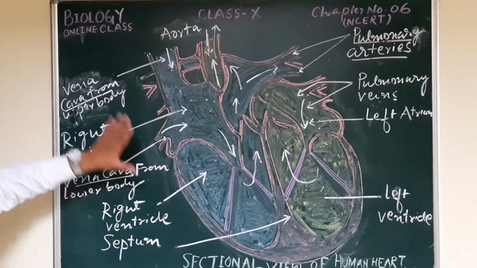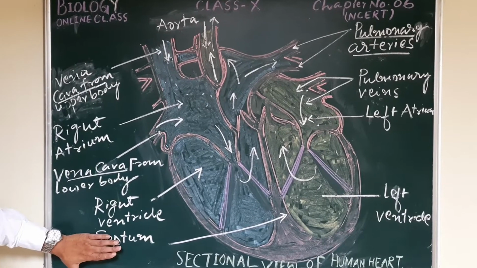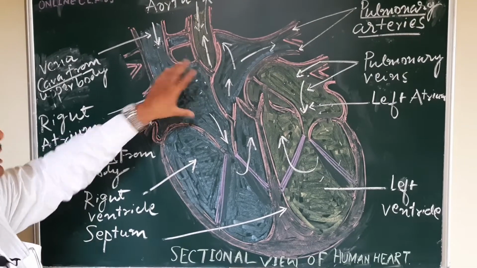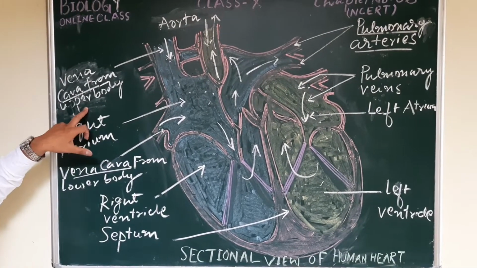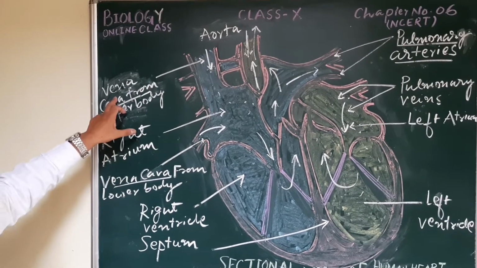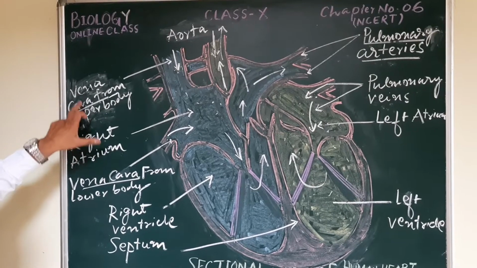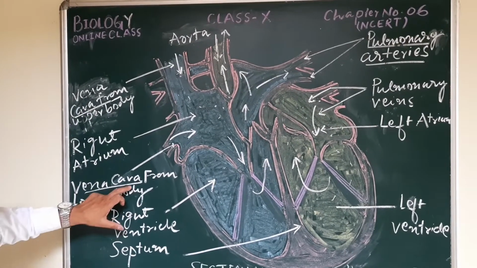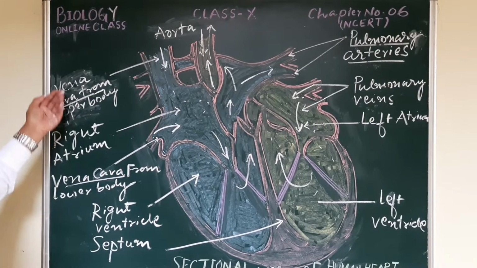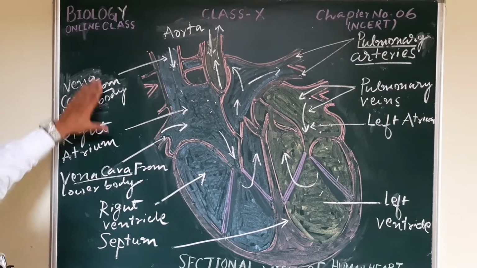Now once again listen step by step. From the various parts, that means the upper and the lower part of the body, the blood will come here. That blood is the deoxygenated blood. Through which vessels will this blood come here? Through the superior vena cava. The upper part consists of the superior, the lower part consists of the inferior vena cava. With the help of this terminology, superior and inferior, you may explain the part.